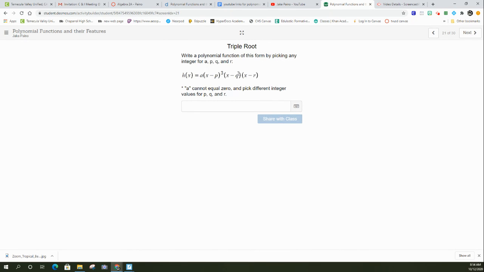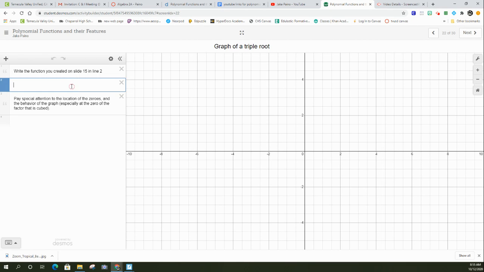All right, so now we're going to examine some triple roots. Same thing: I'm going to type in an equation. Let's see what happens when I cube a factor. Let's just make a 1, go x minus 1 cubed, and then x plus 2 and x plus 1. Copy that, paste that in.